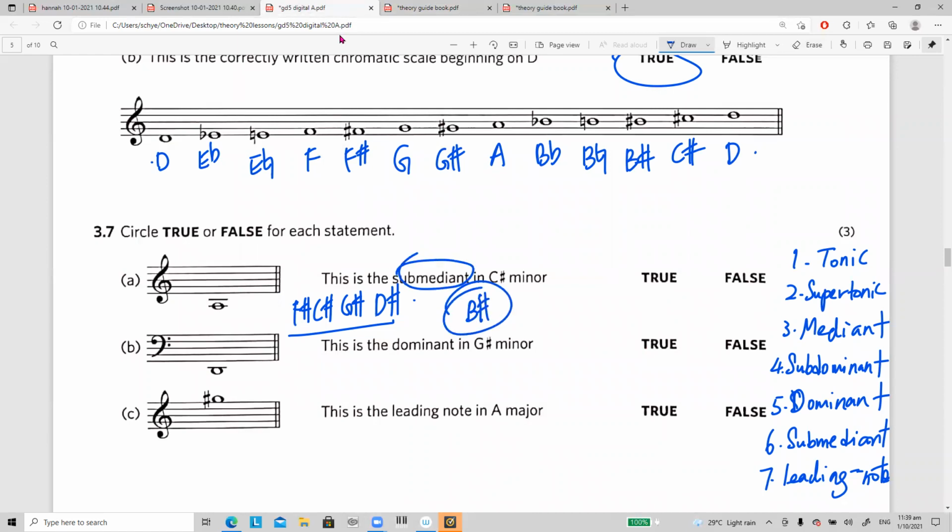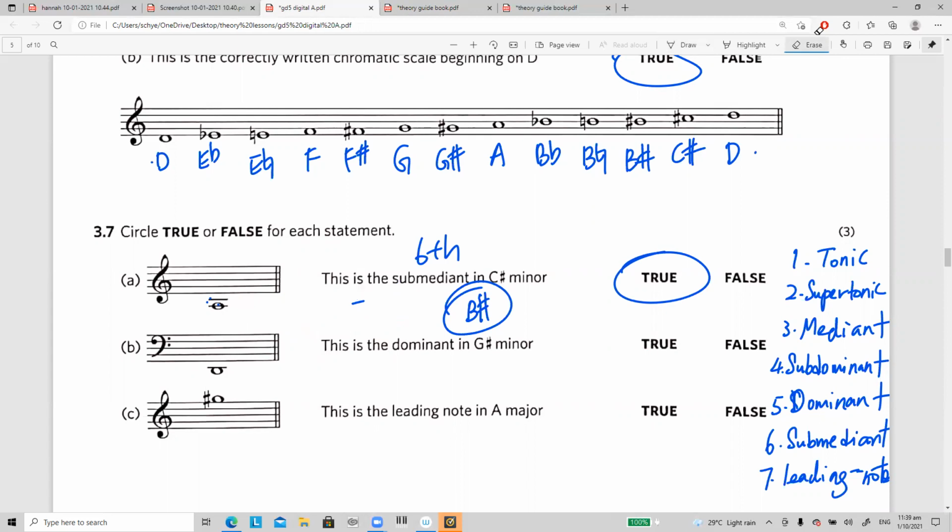If the given note is the leading note, then you need to raise it to B sharp. But in this case, it's submediant. Submediant is the 6th note over here. So C, D, E, F, G, A. The 6th note is A. So this is A, without any sharp. So you can circle true.